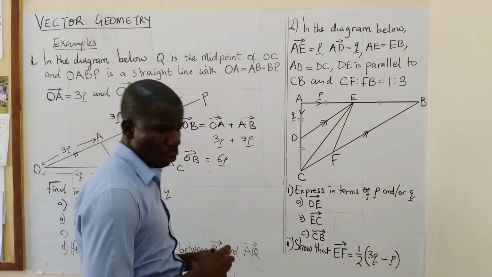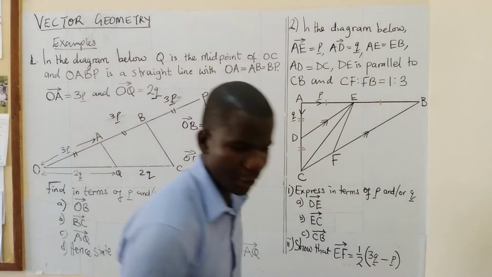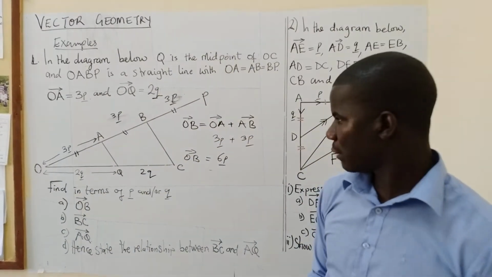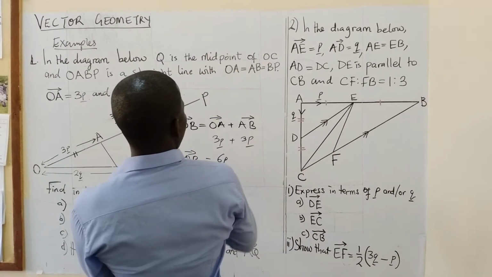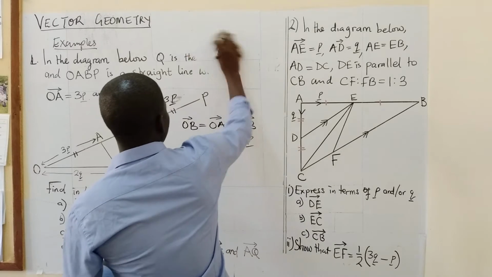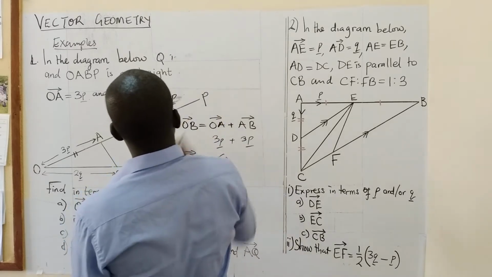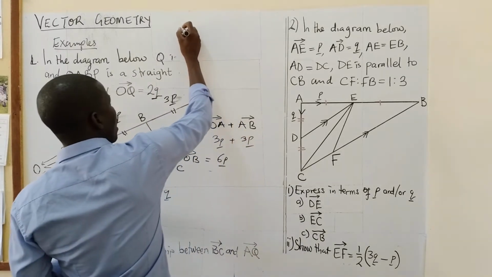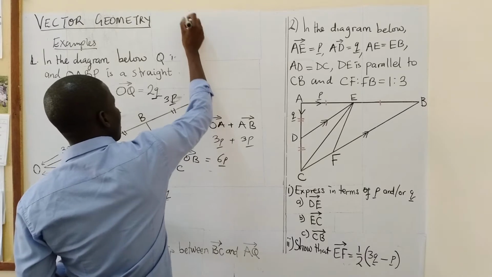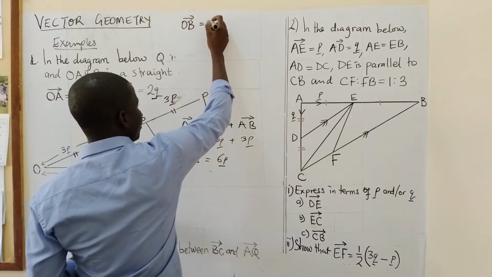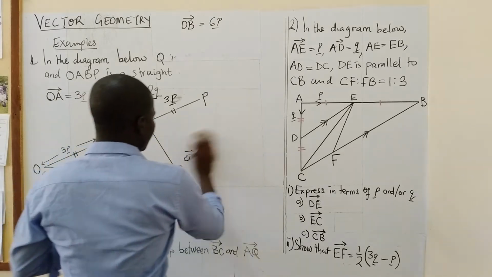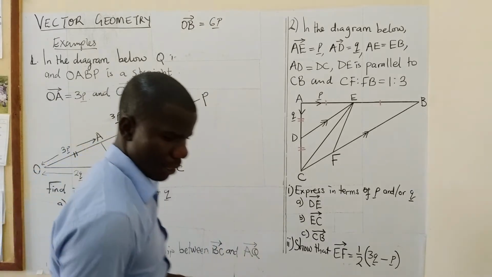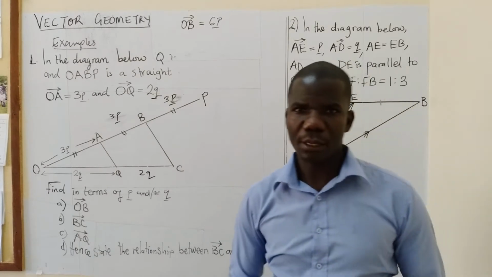Please bear with me because we don't have enough space, so I'm going to get this and write it up here. So our OB is equal to 6P. That is our OB. So we can go to the second one.